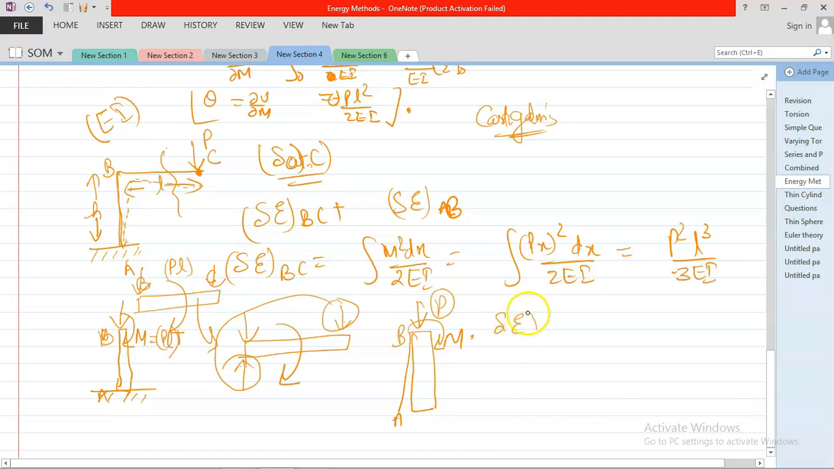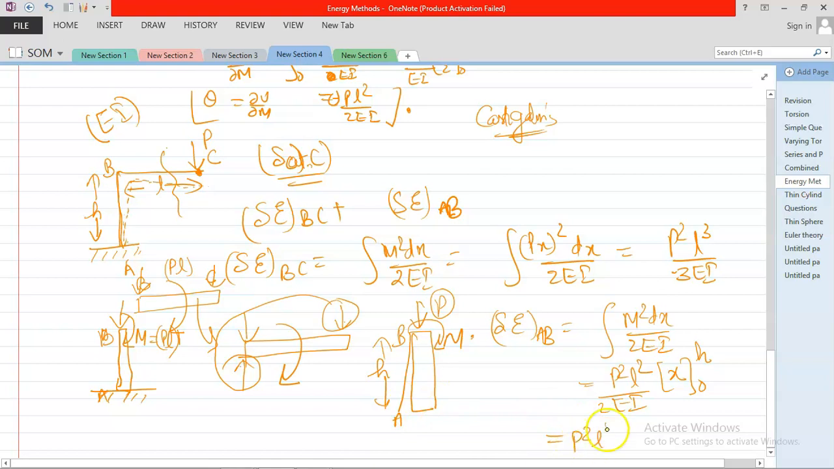So strain energy at AB is equal to the integral of M squared dx upon 2EI. Here M is constant, that is P into L, so it comes outside: P squared L squared upon 2EI, and in dx, x goes from 0 to h. Here the height is h. So you are getting the energy P squared L squared h upon 2EI. I hope everyone is getting it.